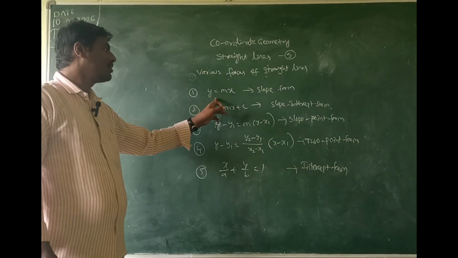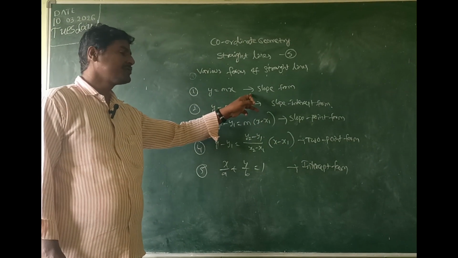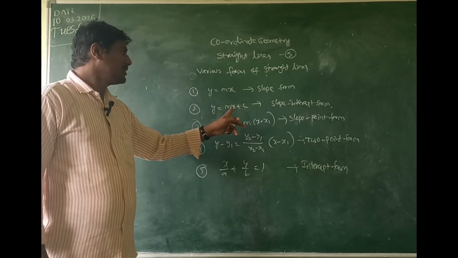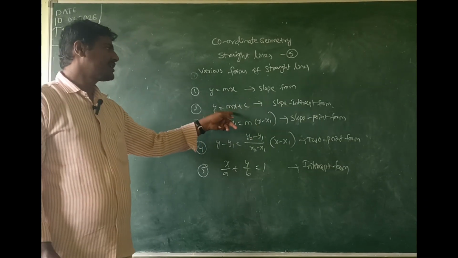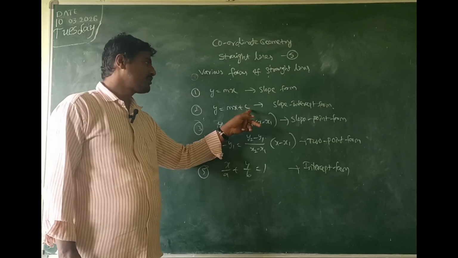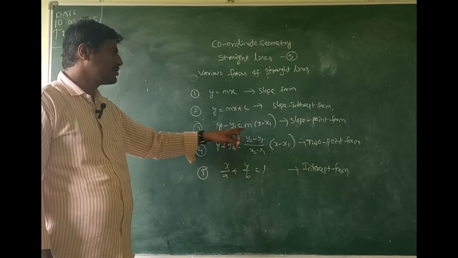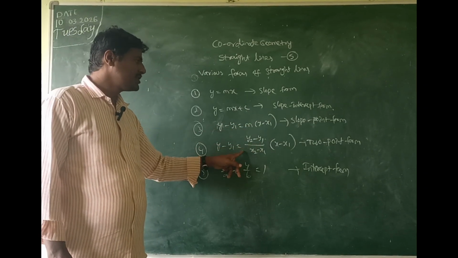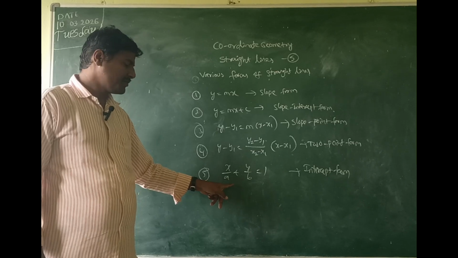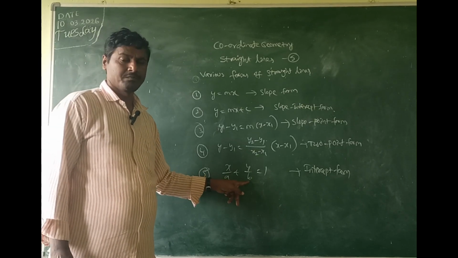So this is the y equal to mx line passing through the origin. This is slope form with y-intercept equal to c. This is slope and point form. This is two-point form. This is the intercept form, where x-intercept is a and y-intercept is b.